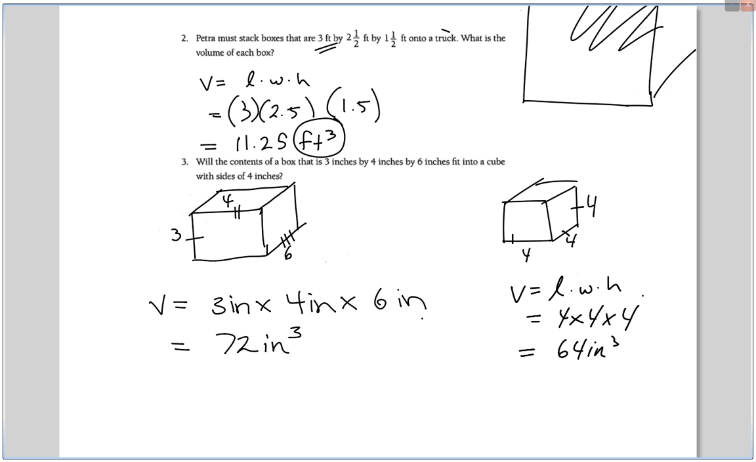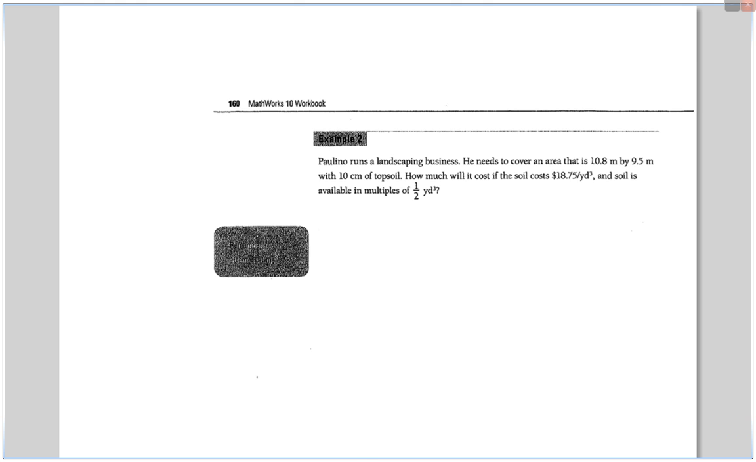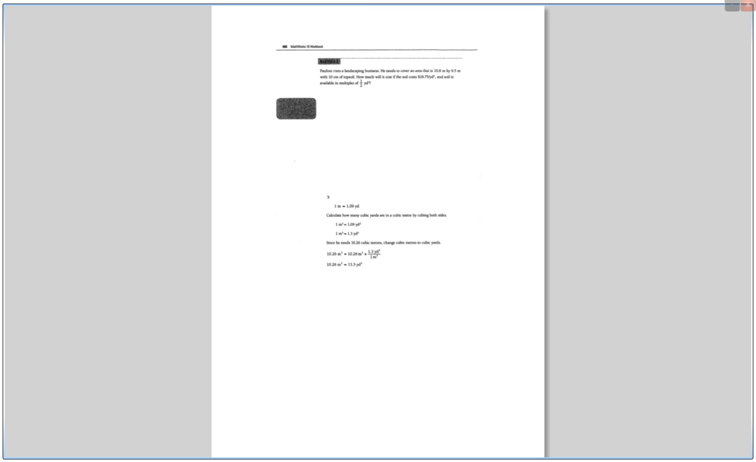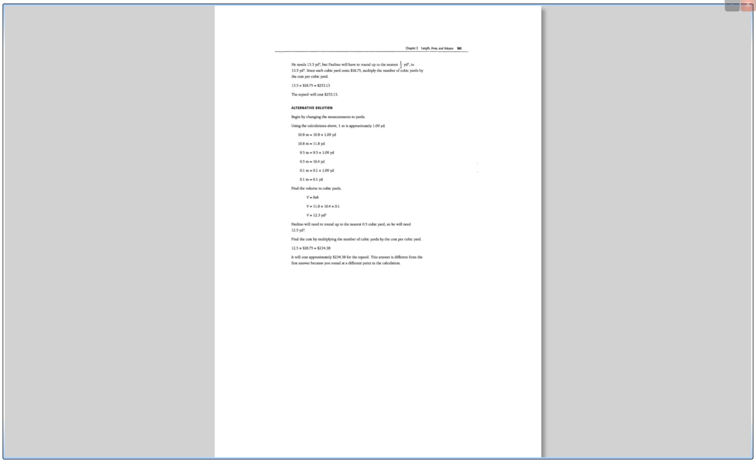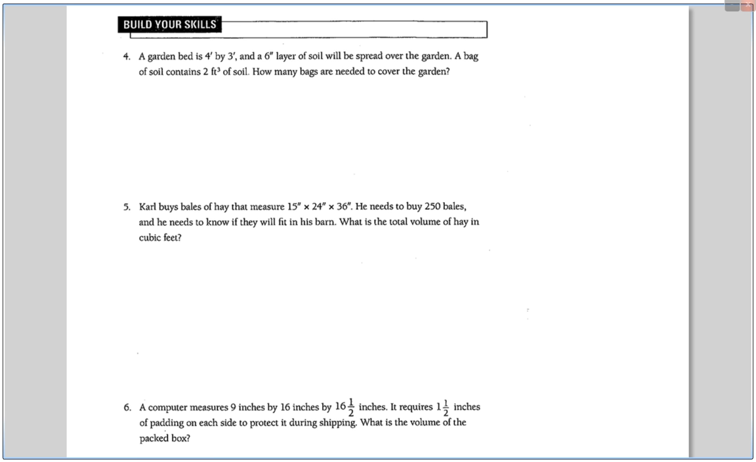So will the contents of a box, that's this, fit inside the cube? The answer is no, because this number's too big for that number right there. Okay, example 2, you can read, it's probably just volume and cost. So these are probably similar, so let's just do 4, 5, and 6.